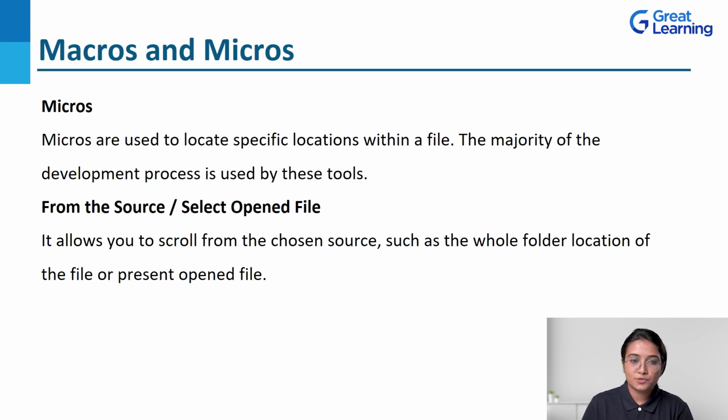So next, you have an option called select open file in this micros. Right here, it will allow you to scroll between the chosen source. That means whichever the code file which is open, right, that particular code file will be located by using select open file. Whichever we open, that will be located.